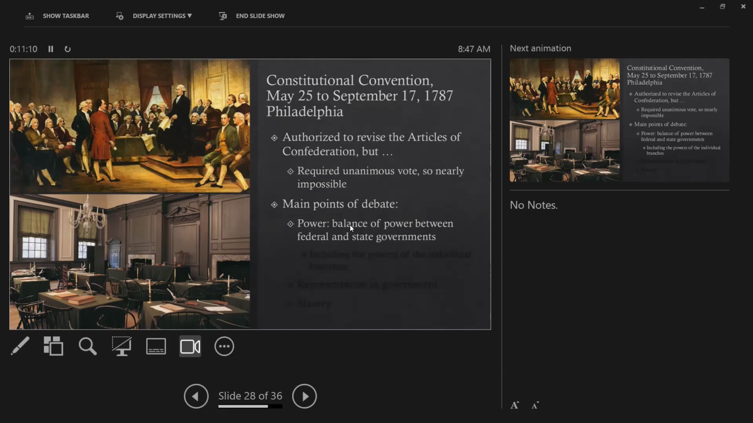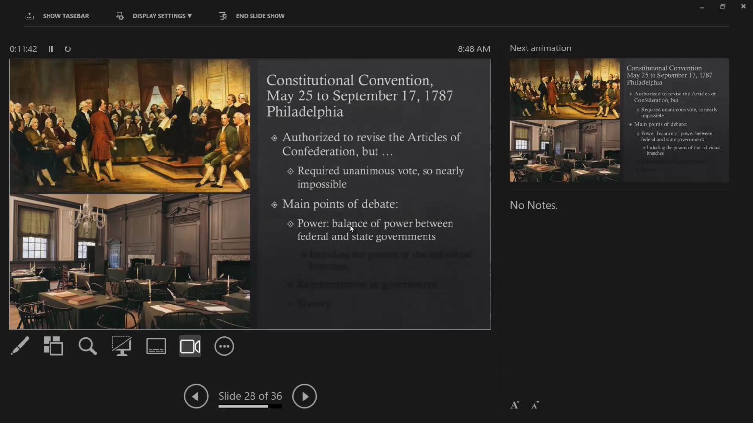But by this time, due to all the weaknesses in the government and Shays' rebellion, everyone recognizes some additional power should be given to a central government. But how much additional power was the controversy? Just how much are we going to give it? And so state governments recognized they were going to have to give up some additional powers, but they were very reluctant to give up very much.